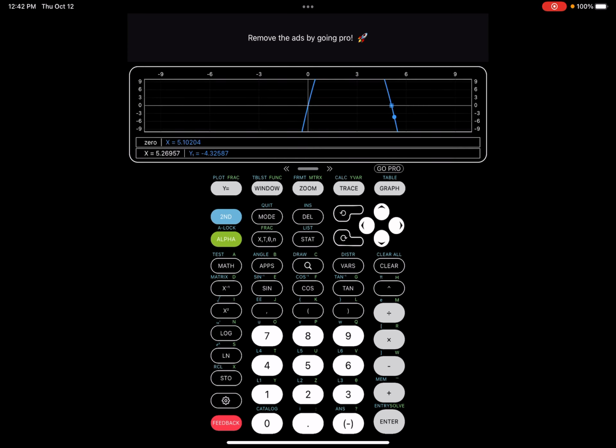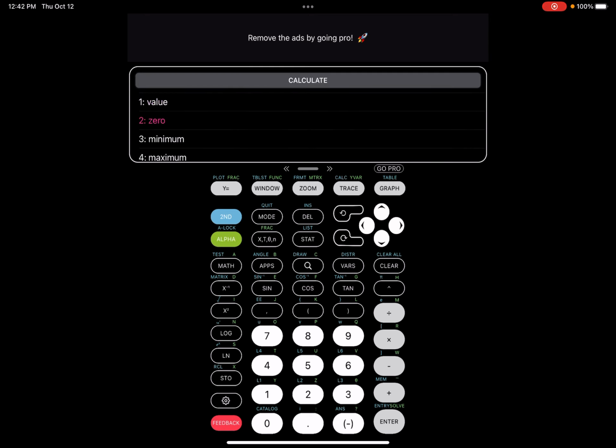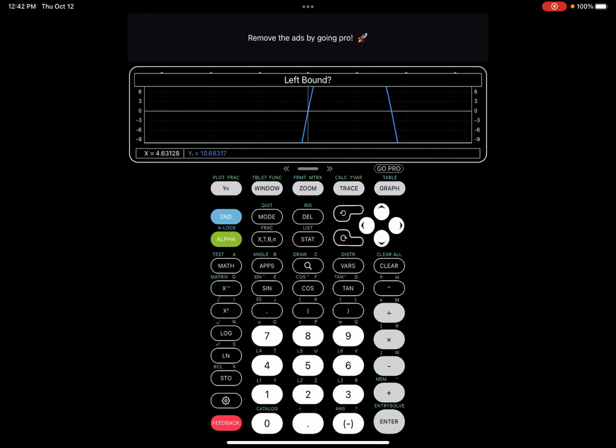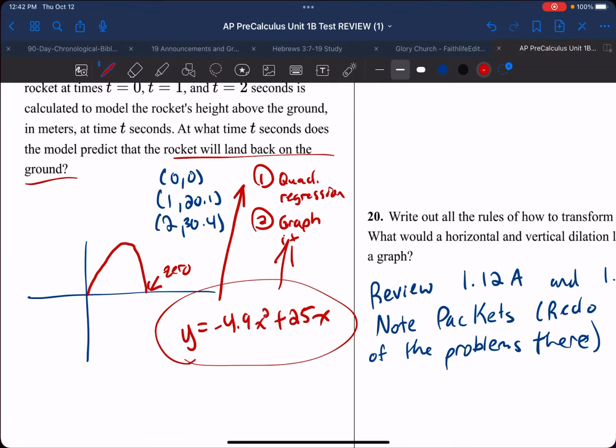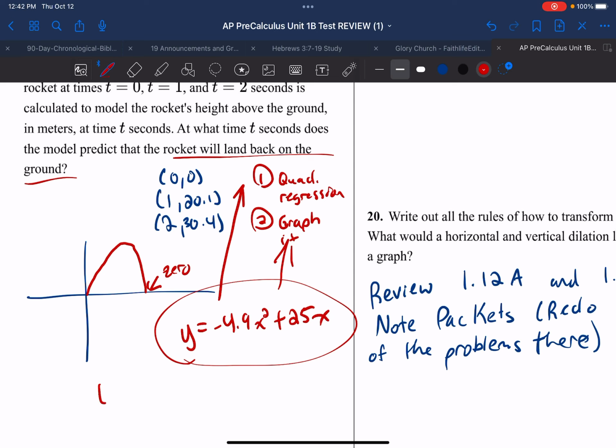If I graph it, second trace and do my 0. Trying to see if I'm left bound. So left there, go to the right here. So my 0 here is at 5.102. So at t equals 5.102, that is my answer for this.